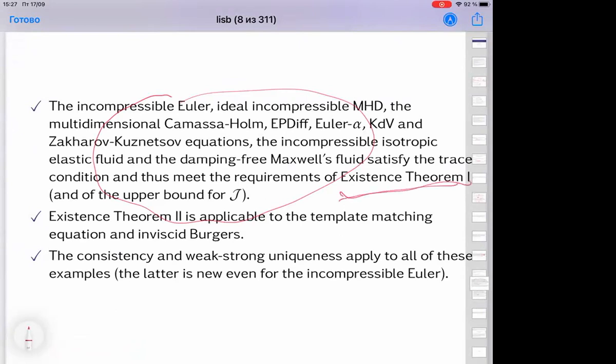This gives you some L2 solutions, which are better than measures. In the case of template matching, which is a kind of multidimensional Burgers, which is used in imaging, in this case you don't have this trace condition, so you can only have measure-valued solutions. And this consistency with strong uniqueness is also applicable to all of these examples.